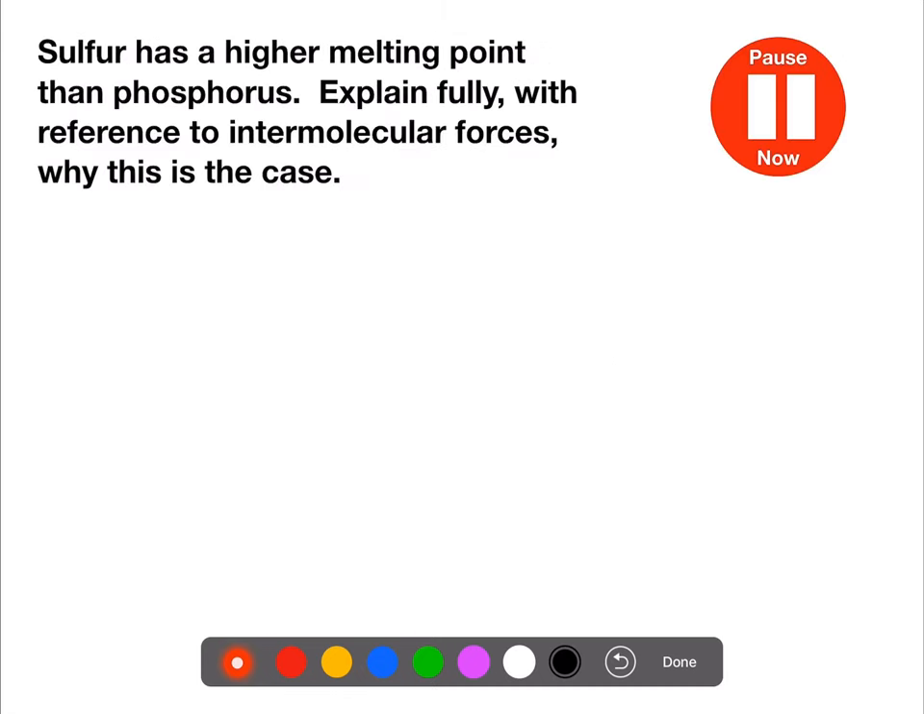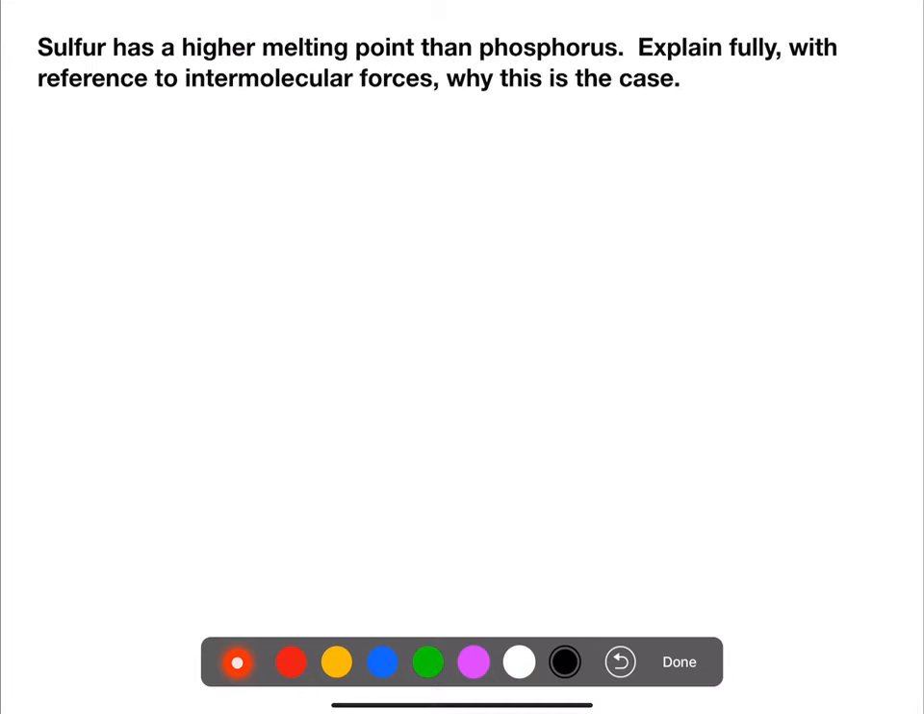Pause the video now and try this second example. Sulfur has a higher melting point than phosphorus. Explain fully with reference to intermolecular forces why this is the case. So first of all, we need to understand what the structure difference is between sulfur and phosphorus. Within sulfur, you have rings of S8. In phosphorus, you have molecules of P4.